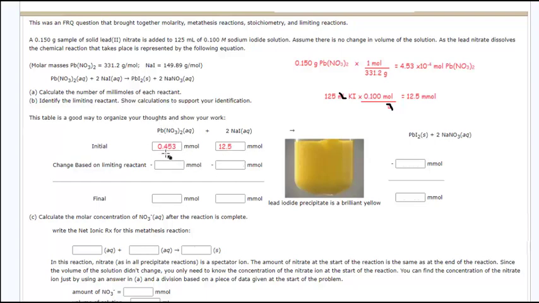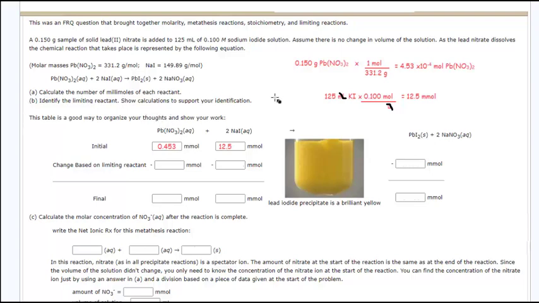I have 0.453 millimoles of lead nitrate, and I would need twice as much of that of sodium iodide. I'd need 0.906, but I have 12.5, so I have way more sodium iodide than I need. The limiting reactant is the lead nitrate.